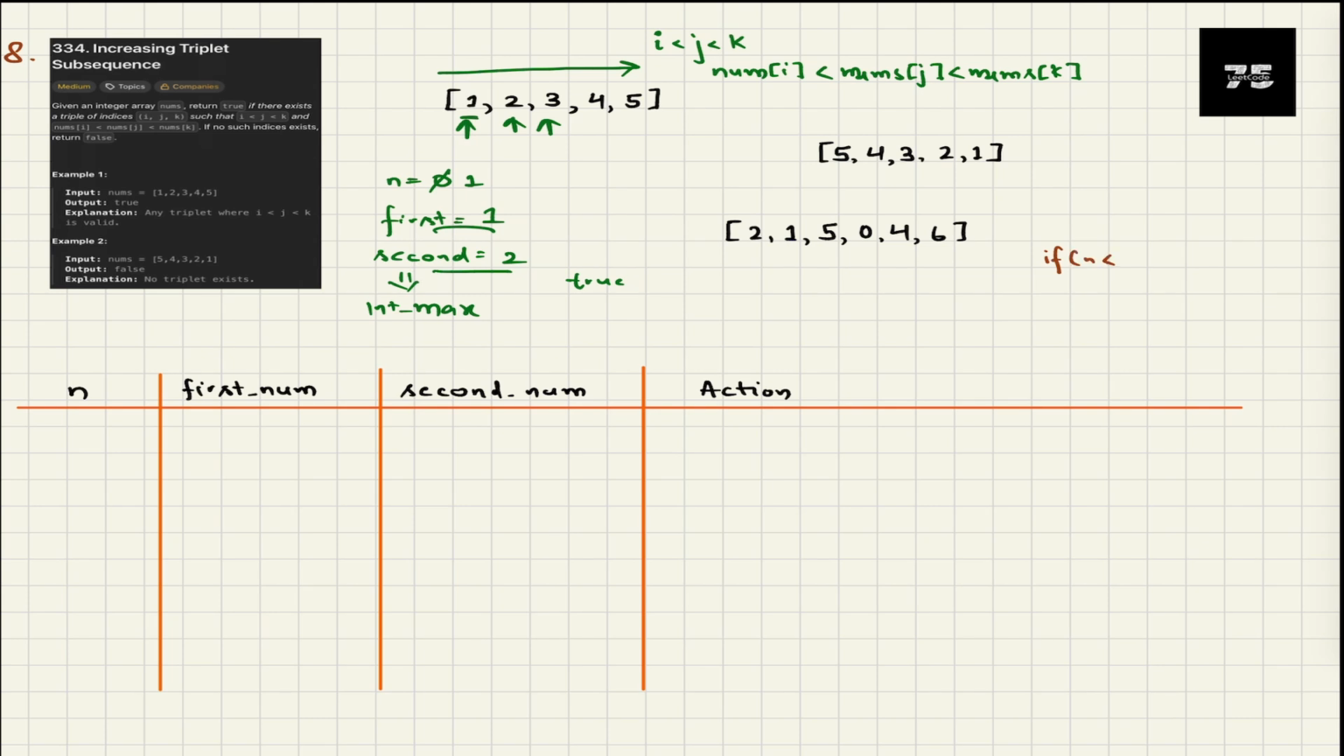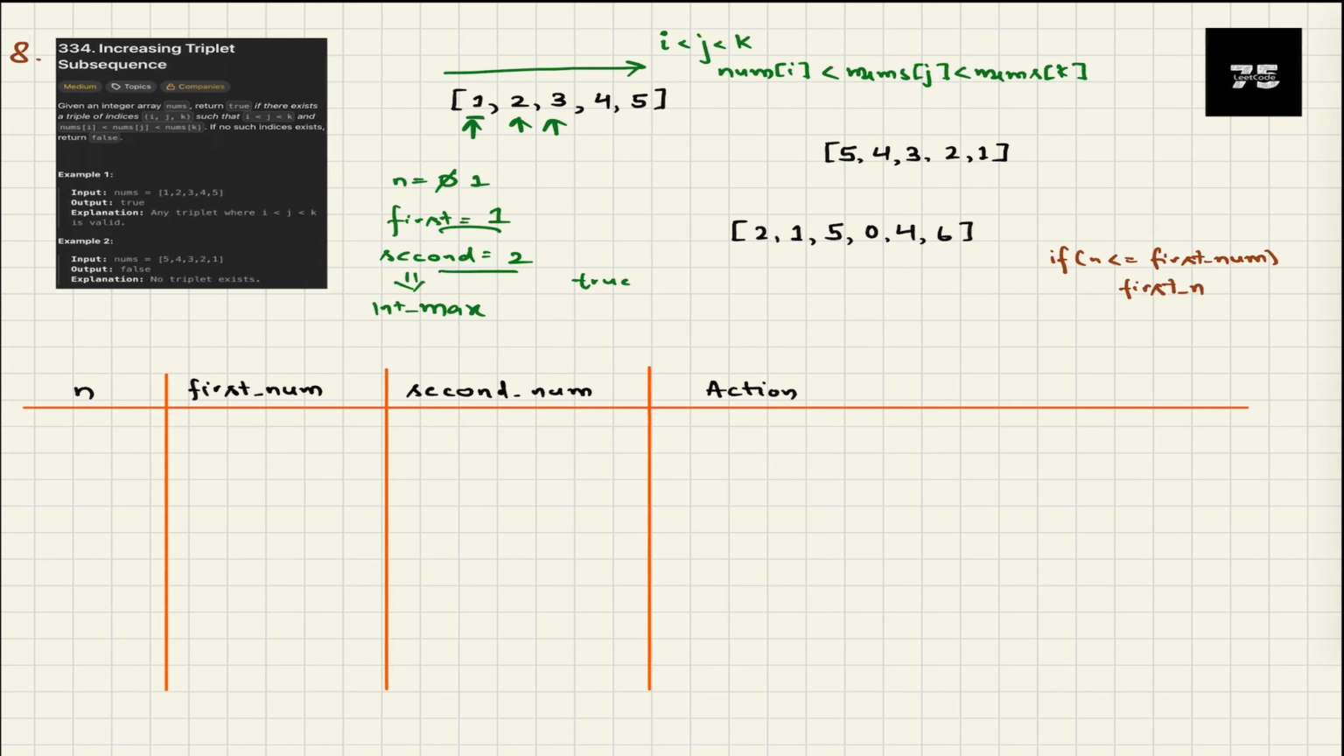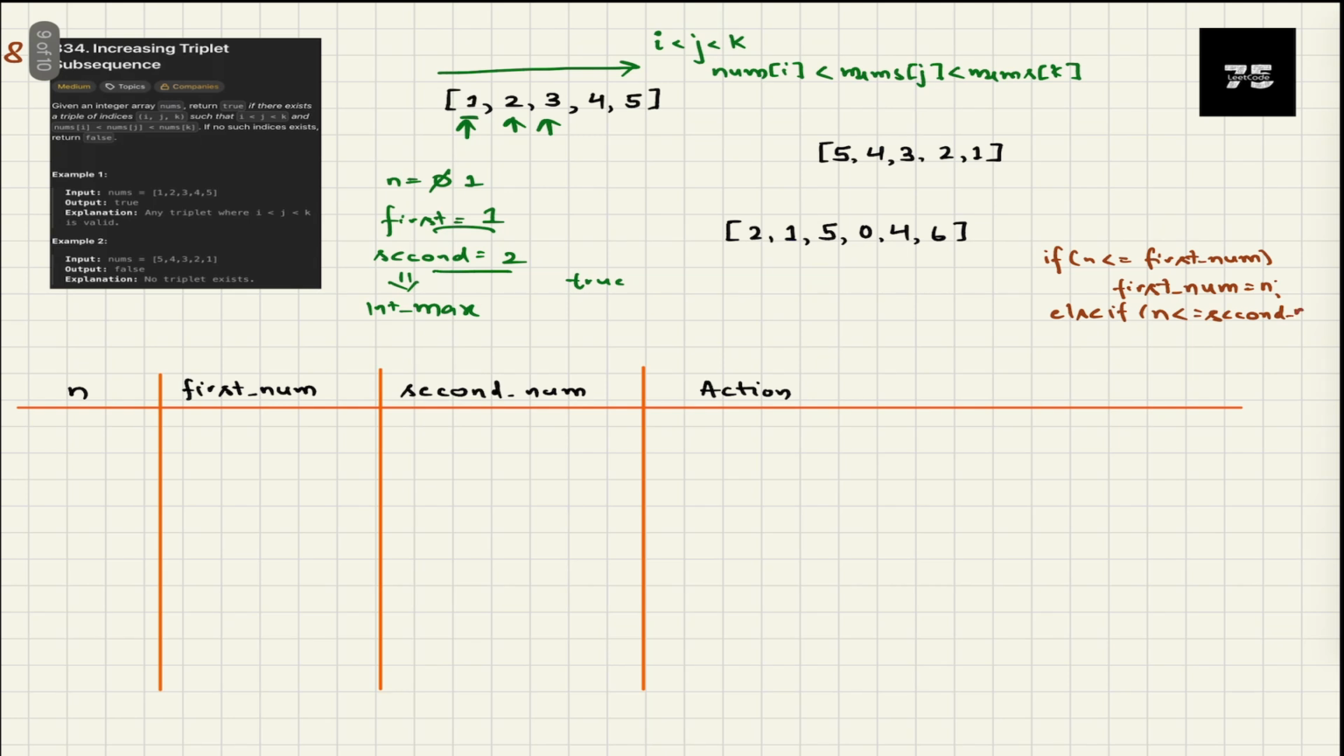So basically if I just write the code here, what we are trying to check is that if my n is less than or equal to first num, we'll assign our first num to that because we are trying to find the smallest one, right? First num would be equal to n. Else if my n is less than or equal to second num, so here I'm assigning the second smallest value. Let me just try writing it. Second num equals n. Now else I can return true, right?